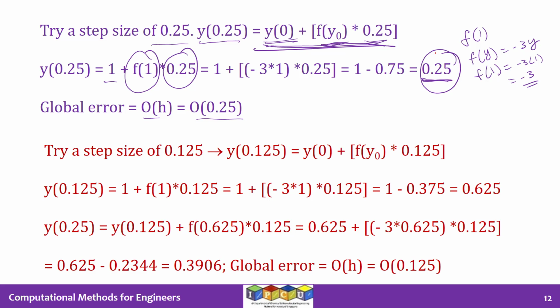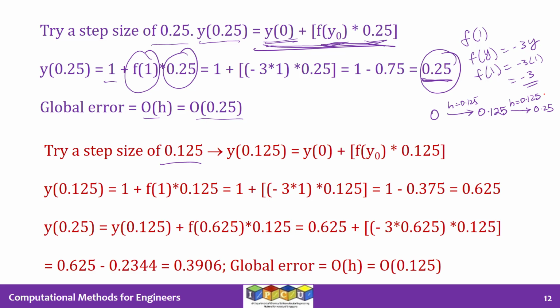Now, if you tried a step size of 0.125, we will go from t is equal to 0 to t is equal to 0.125. So find the value of y at t is equal to 0.125 and then use that as a launch pad to go from 0.125 to 0.25. So the step size here is 0.125. The step size here is 0.125. So let's say we solve the same problem to find out y at 0.25, but we go in 2 steps.